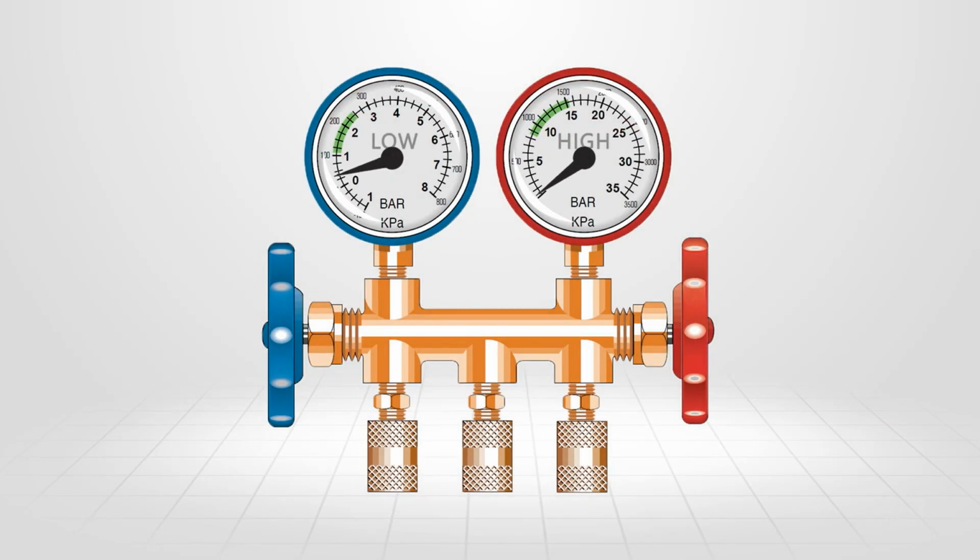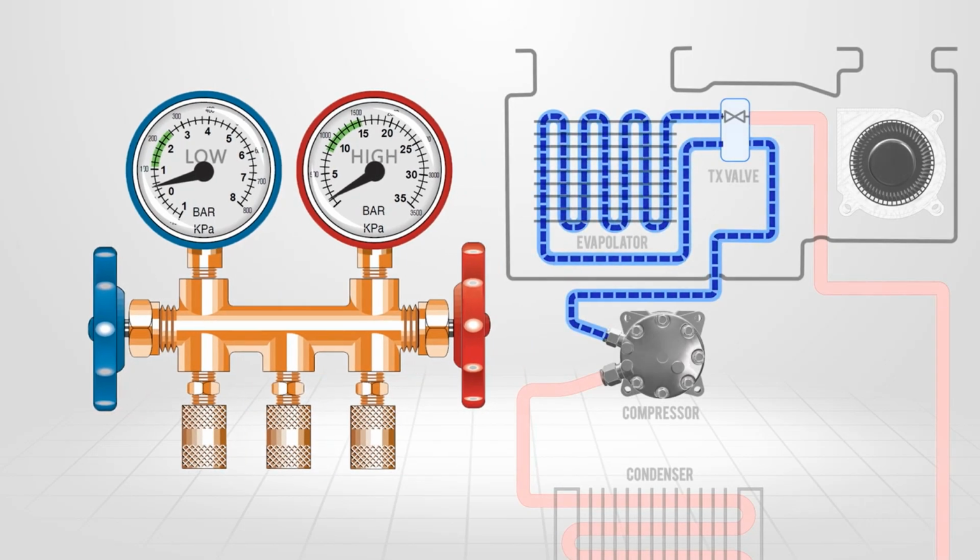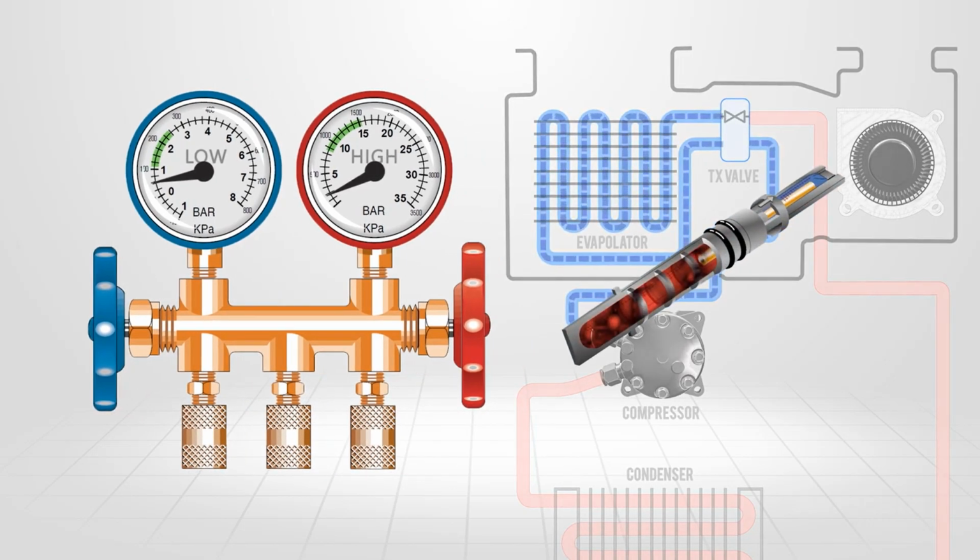If the low side gauge displays low to vacuum and the high side gauge is also very low, inspect for frost build-up on the low pressure pipes. A blocked orifice tube filter screen would be the most likely cause.